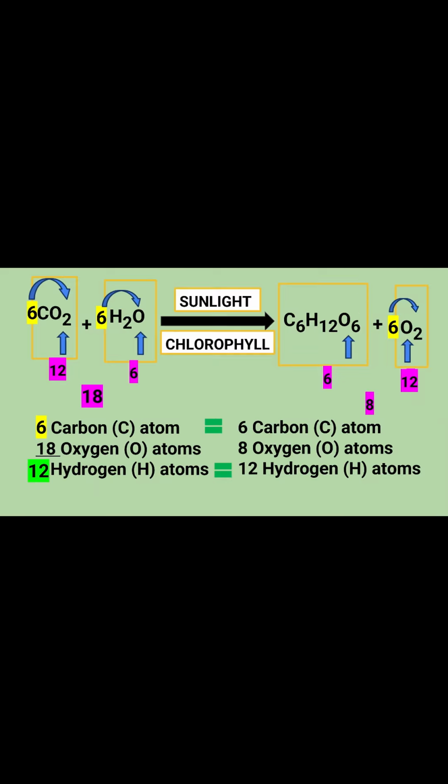Plus the 6 oxygen atoms in the glucose molecule gives a total of 18 oxygen atoms on the product side. Now we have 18 oxygen atoms on the reactant side and 18 oxygen atoms on the product side. The oxygen atoms are now balanced. This is the balanced chemical equation to summarize the process of photosynthesis.